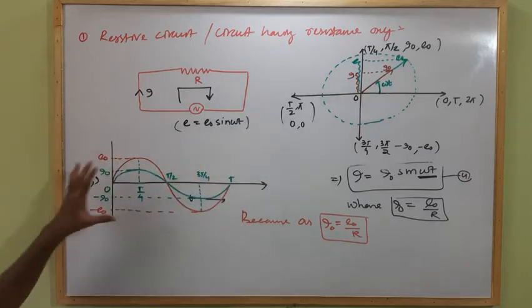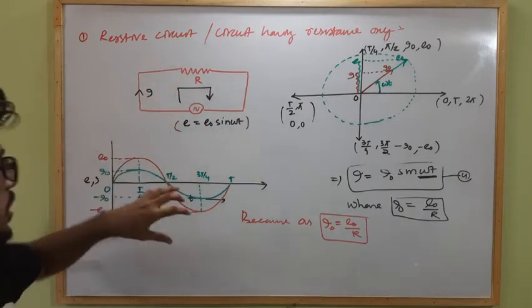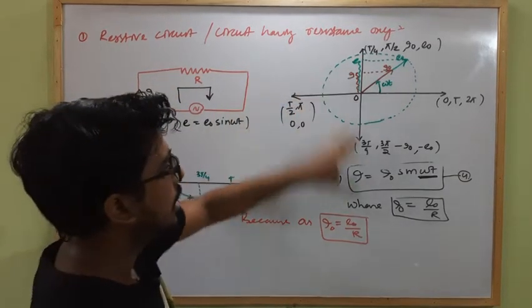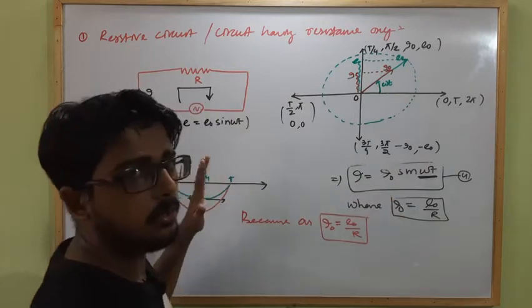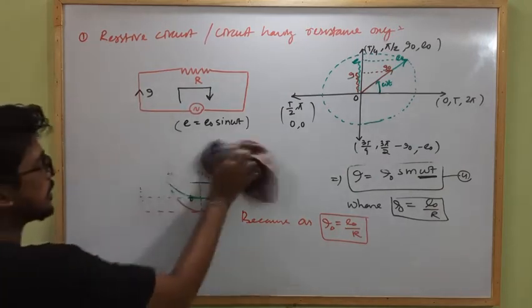Clear? So this is all about a circuit containing a resistor only. This is the wave diagram with respect to time. This is the phasor diagram, and these are the calculations I already did. Okay, next we will discuss a circuit that has a capacitor only.